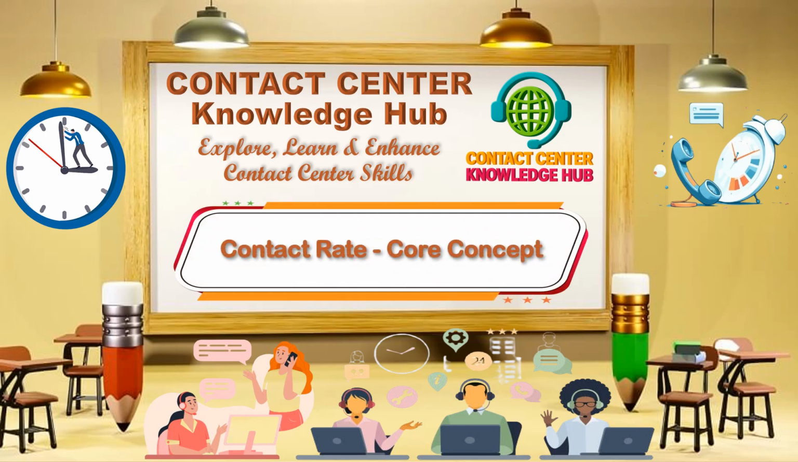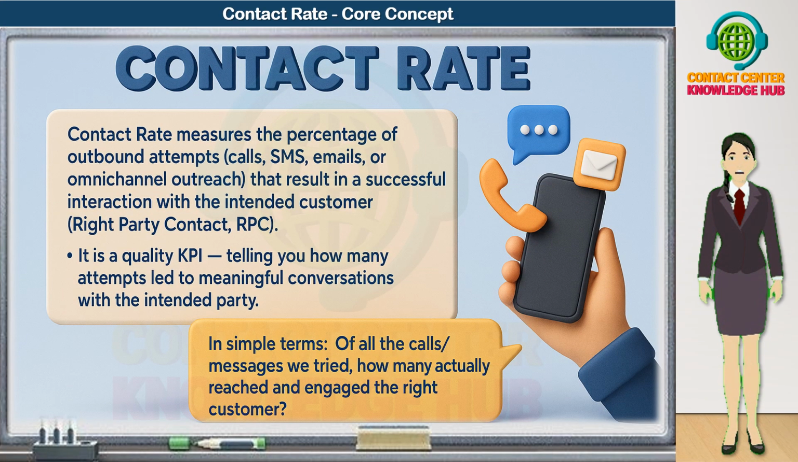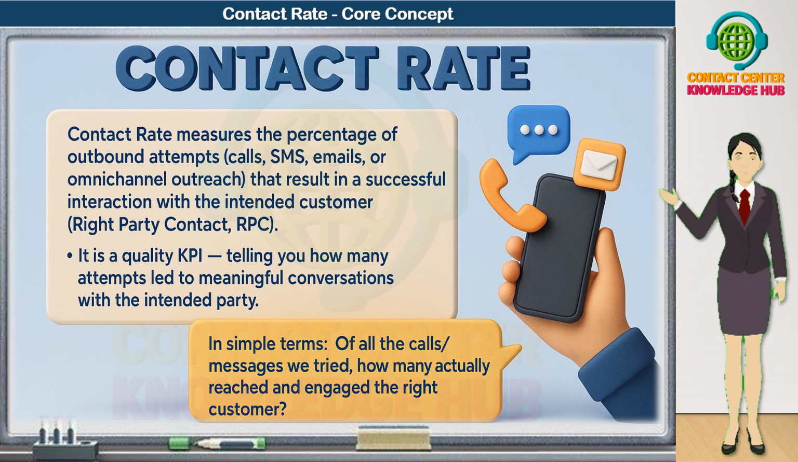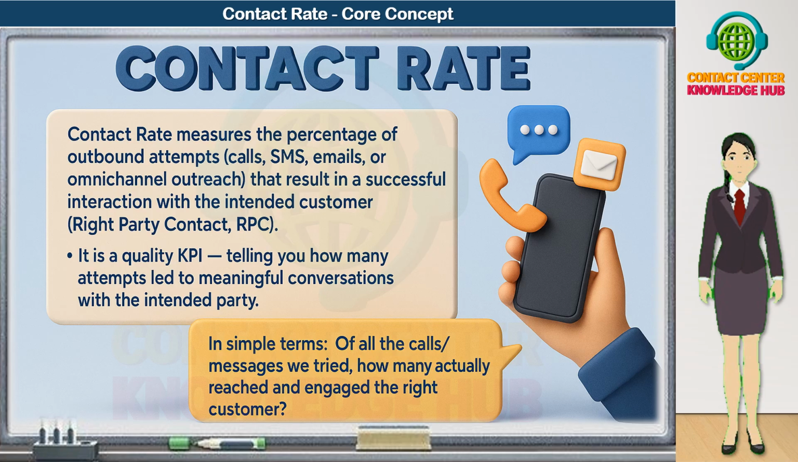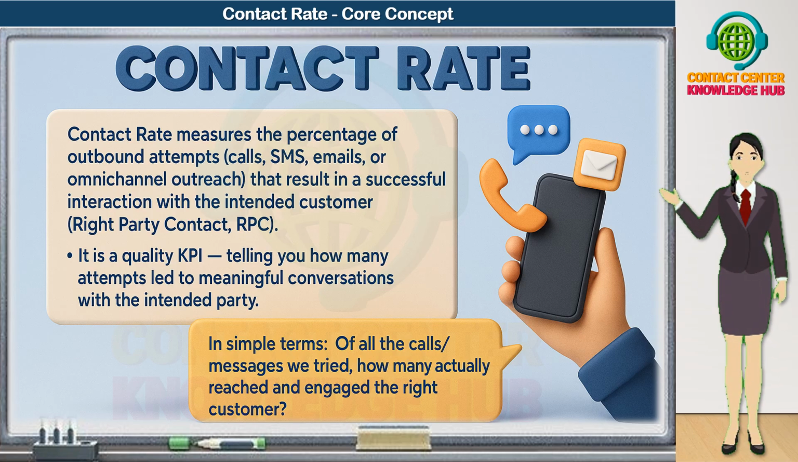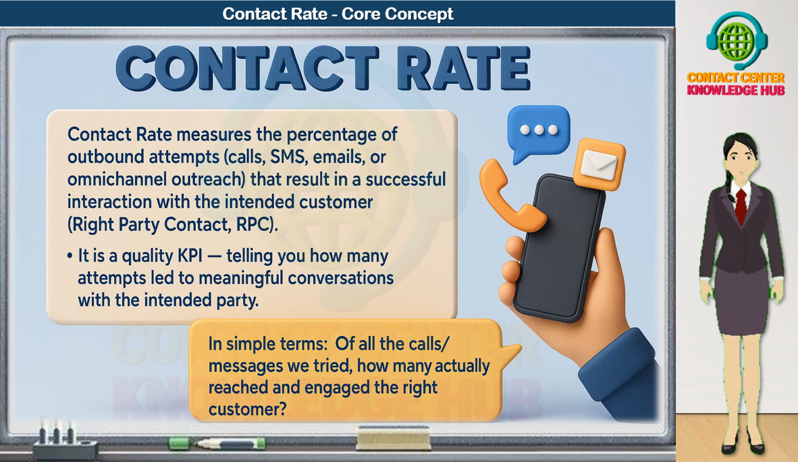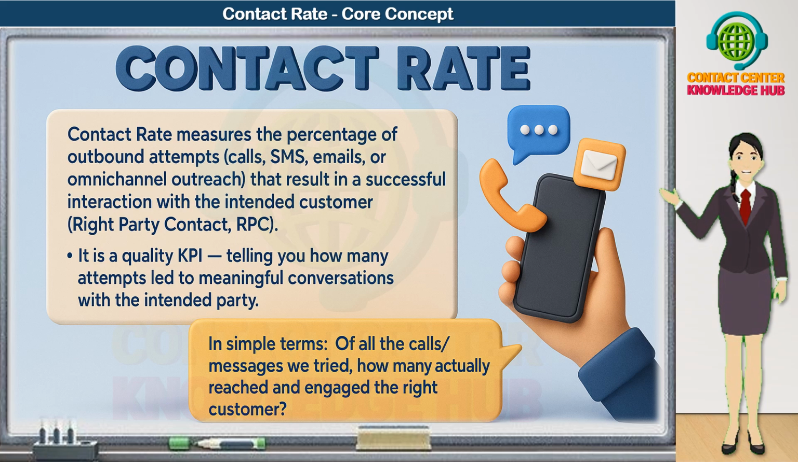Let's define and break down contact rate in the context of a contact center. Let's talk about contact rate, one of the most important outbound performance KPIs. Contact rate measures the percentage of outbound attempts, calls, SMS, emails, or omni-channel outreach that result in a successful interaction with the intended customer, also known as a contact, or RPC.